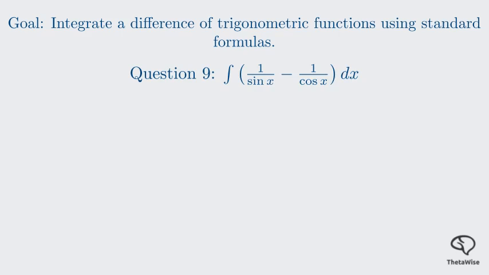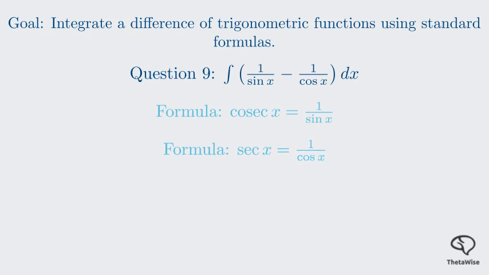Again, this doesn't immediately look like any standard integral, but before we try complex manipulations, let's simplify the terms in the integrand using basic trigonometric definitions. Recall the definitions of the reciprocal trigonometric functions, cosecant and secant. Cosecant of x is defined as the reciprocal of sine of x. That is, csc x equals 1 over sin x. Similarly, secant of x is the reciprocal of cosine of x. So sec x equals 1 over cos x.